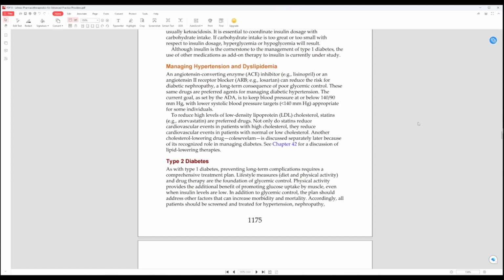To reduce high levels of low-density lipoprotein, your LDL cholesterol, statins are the preferred drug choice, so your atorvastatin, for instance. Not only do statins reduce cardiovascular events in patients with high cholesterol, they reduce cardiovascular events in patients with normal or low cholesterol. Another cholesterol-lowering drug, niacin, is discussed separately later because of its recognized role in managing diabetes. So we'll discuss that more in chapter 42.